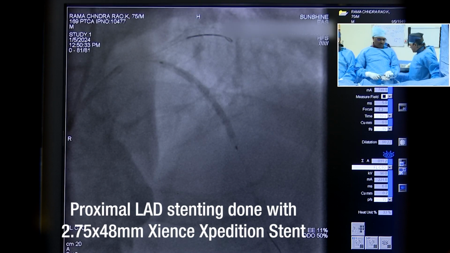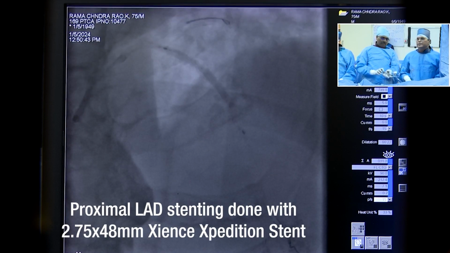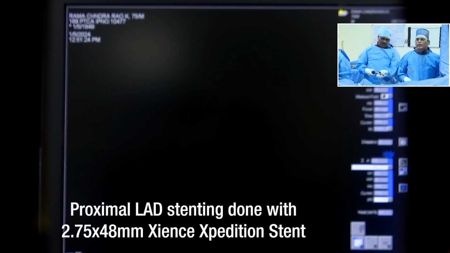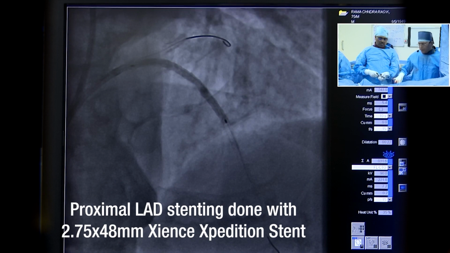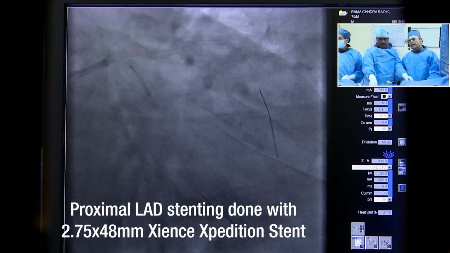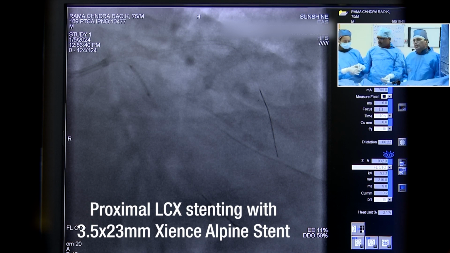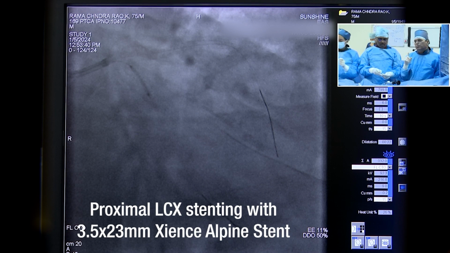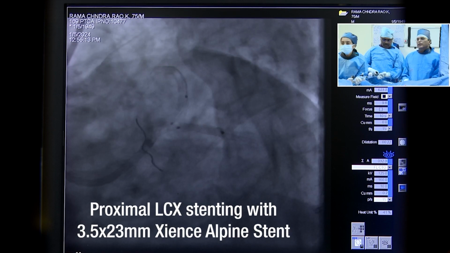Deflate. Deflate. Go ahead. You see, nicely expanding. 14, 15. Yeah, deflate. That's enough. Now we are placing a stent in the LCX, covering the proximal edge of the previous stent. This is about 3.5 into 15 mm. We are keeping one more balloon in the LM to LED because once we implant the stent, we wanted to crush adequately. Implant. Please. Do it.